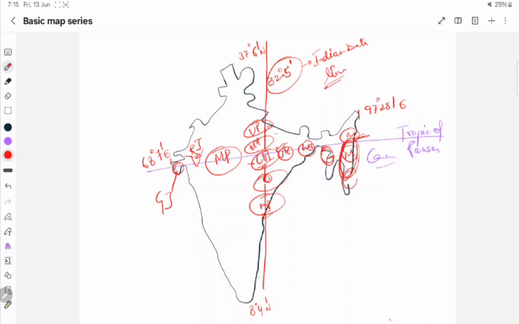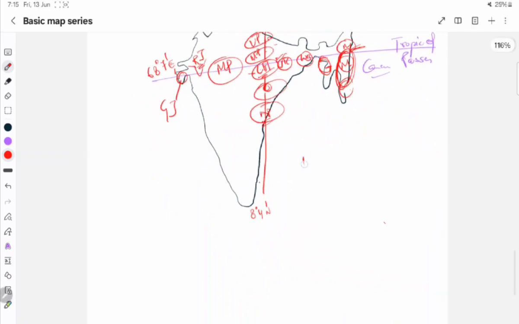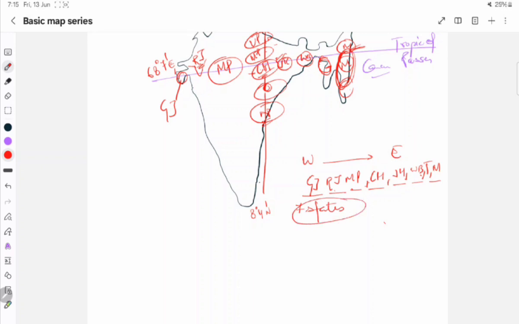So let me give you clarity from west to east. We have Gujarat, Rajasthan, MP, Chhattisgarh, Jharkhand, West Bengal, Tripura, and then Mizoram. 1, 2, 3, 4, 5, 6, 7, 8 states through which it passes exactly.